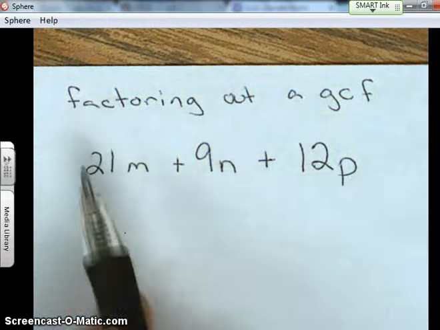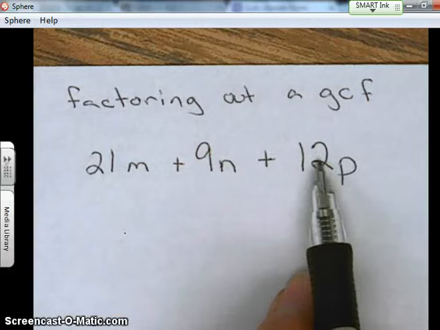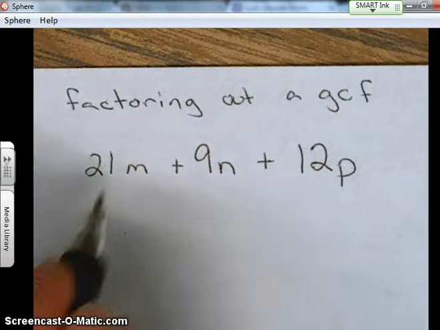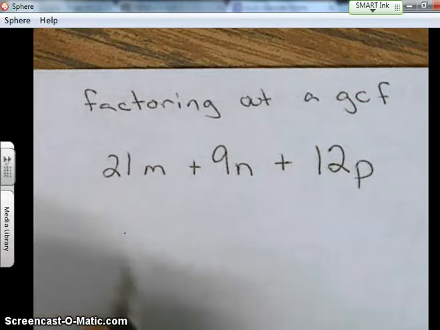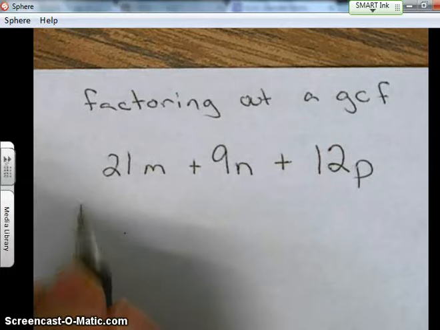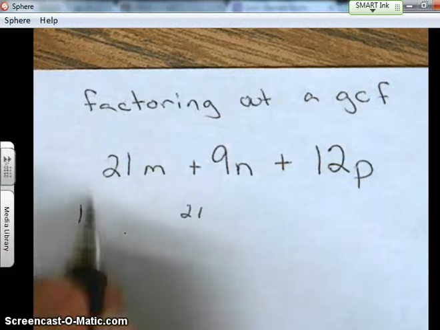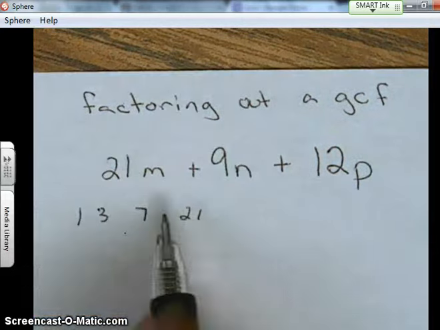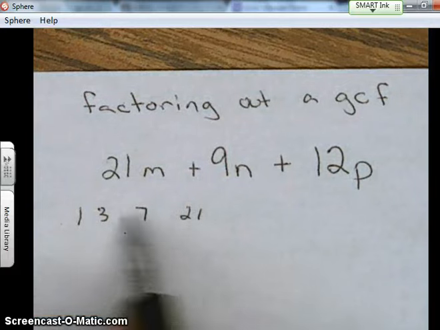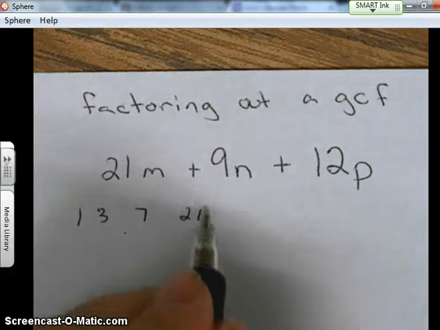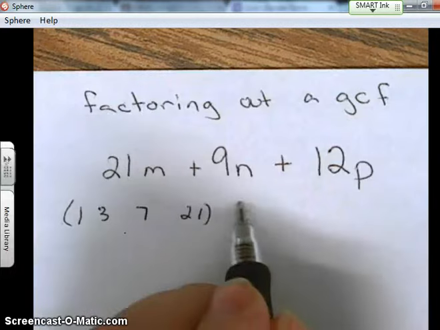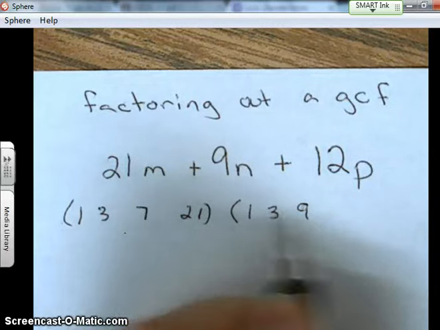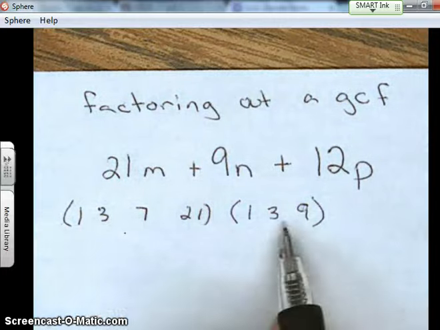First thing we're going to look at here is the numbers, and we're going to try to find what the greatest common factor is. So for example, the factors of 21 are 1 and 21. 2 does not go into 21 evenly. 3 and 7. So those are your factors of 21. All of these numbers go into 21 evenly. The factors for 9 are 1 and 9 and 3 times 3. So those are the factors of 9.